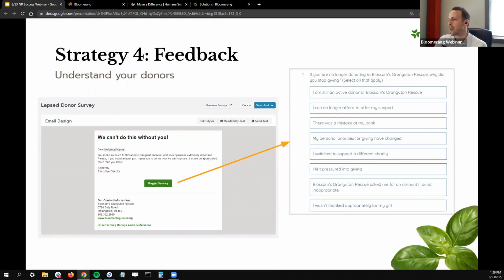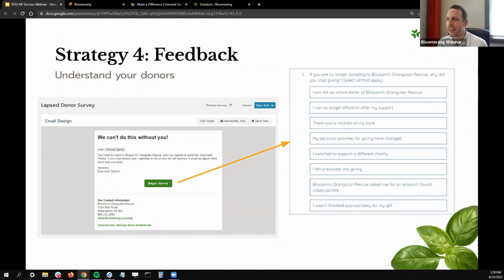And we send the survey, and hey, we saw you're no longer giving to this nonprofit. Why did you stop giving? This allows them to give feedback directly to your organization on why they felt they could stop giving, whether maybe they couldn't afford it, maybe they switched to a different charity, or maybe they just weren't thanked appropriately. But whether it is through Bloomerang and our engagement surveys, or through another platform, a survey, or even just phone calls, get that feedback directly if you can.